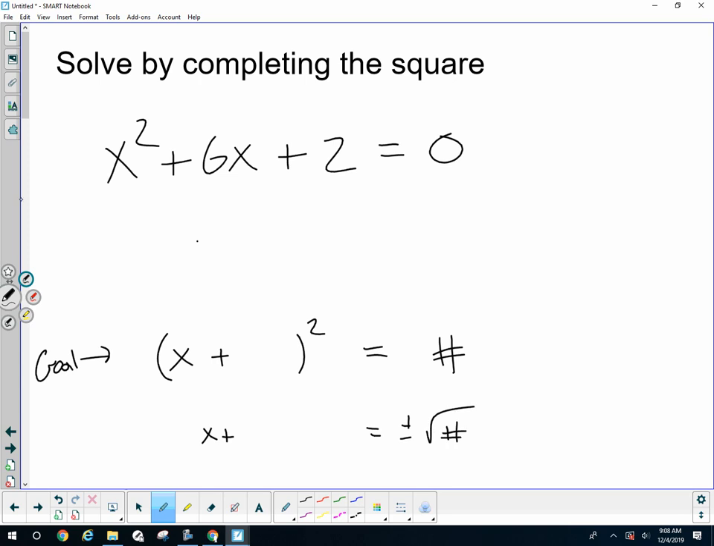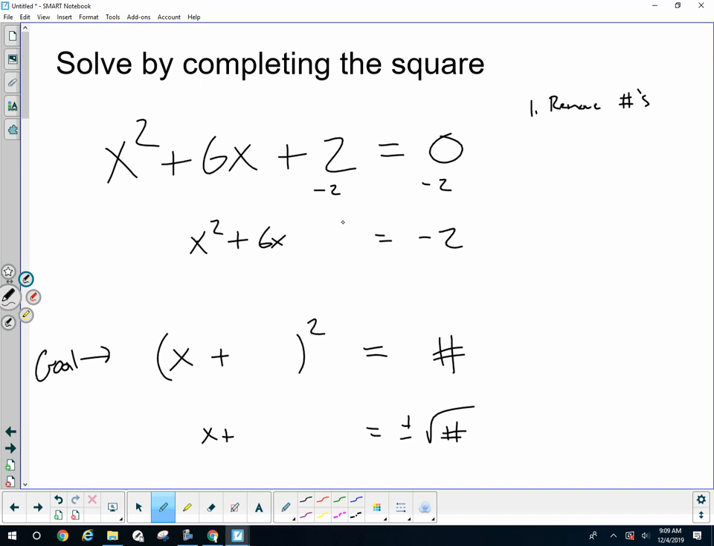Okay? To do that, we will remove whatever constants are bothering the x squareds and the x's. I'll say remove the numbers. By removing numbers, I mean like get rid of this 2. Subtract 2 from both sides. This gives you x squared plus 6x equals negative 2.